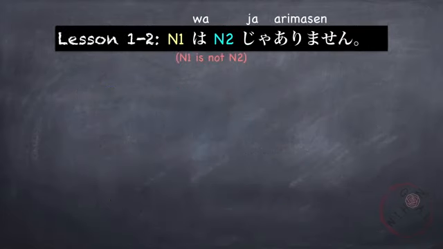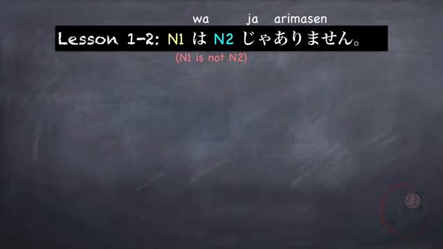Okay, the next one is the negative form of this. The first sentence that we learned is the affirmative way of stating something is something. And the negative form of this is N1 wa N2 ja arimasen. So it basically means N1 is not N2. It's the opposite of the first one that we've learned. Ja arimasen is the negative form of desu.